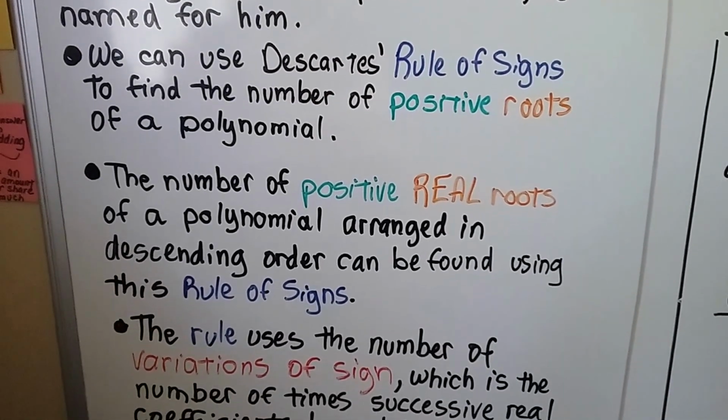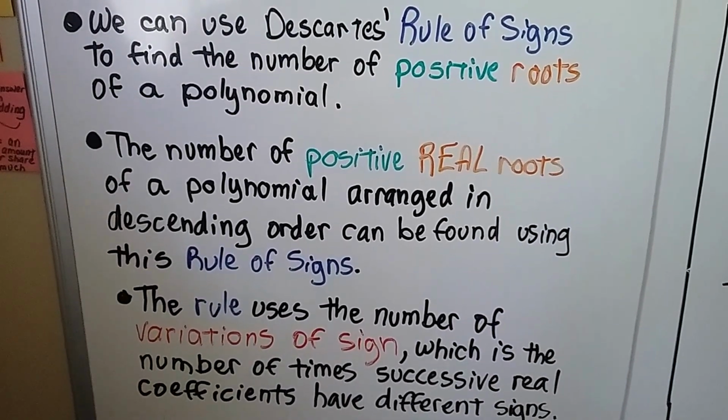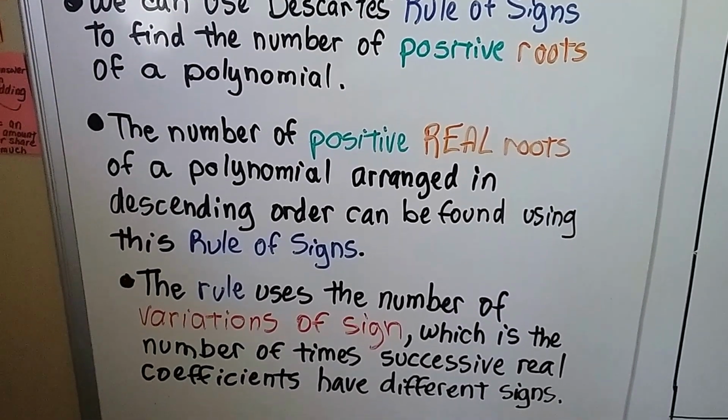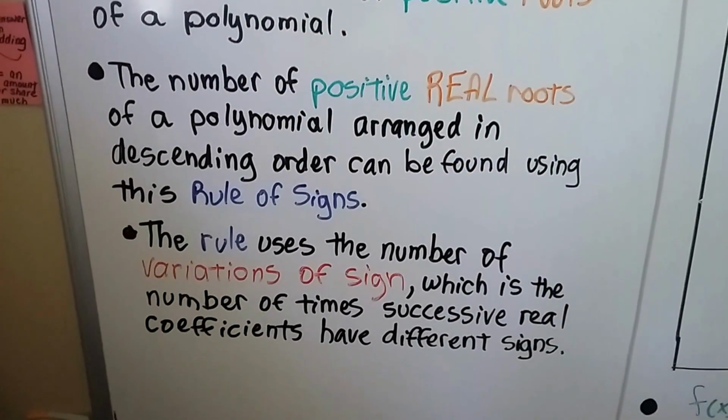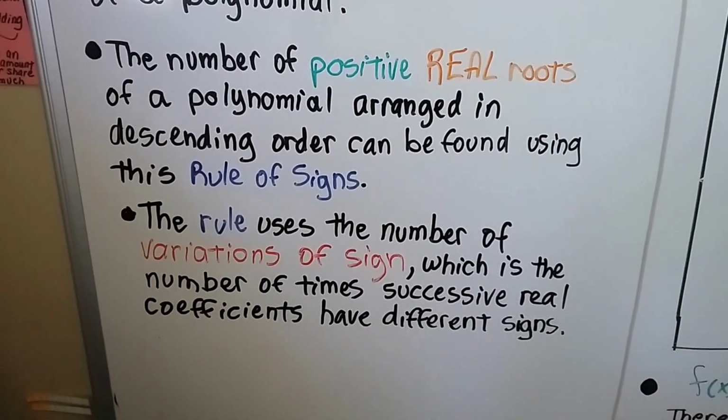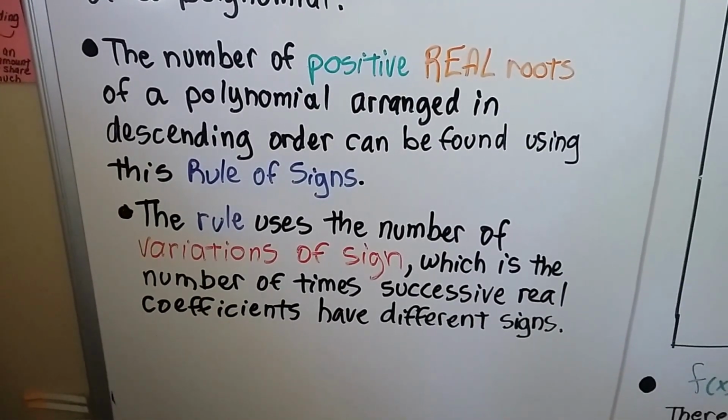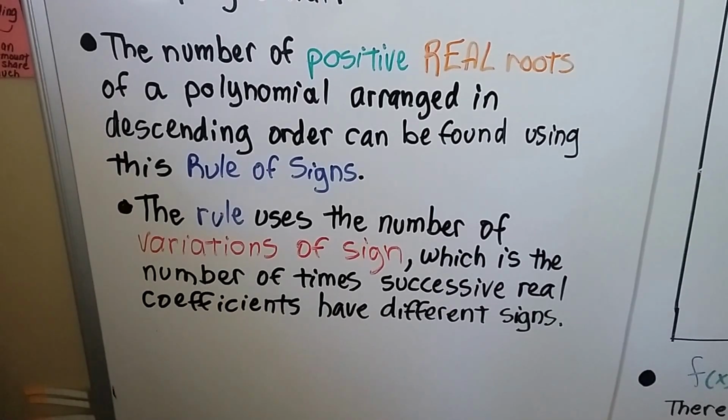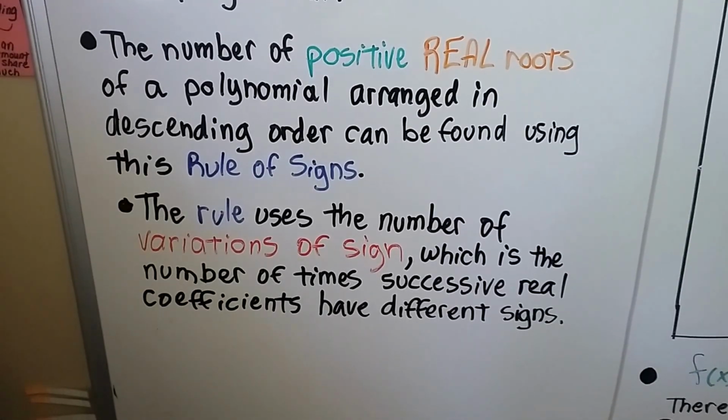The number of positive real roots of a polynomial arranged in descending order can be found using this rule of signs. And the rule uses the number of variations of sign, the number of changes of sign, which is the number of times successive real coefficients have different signs.